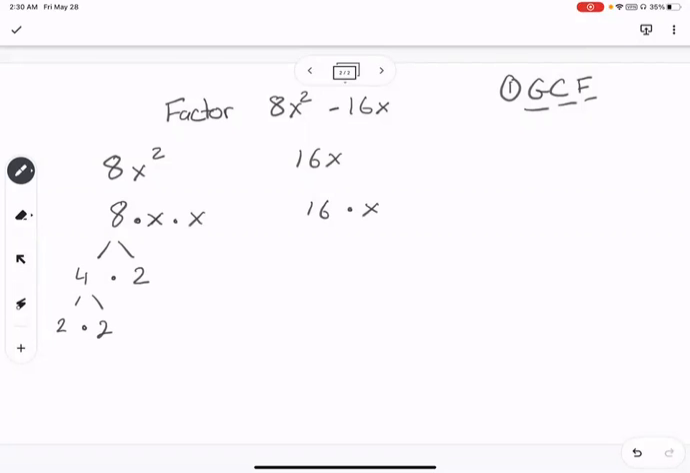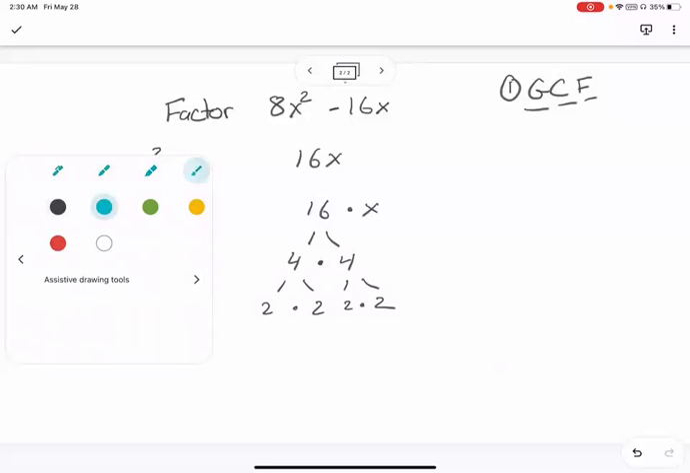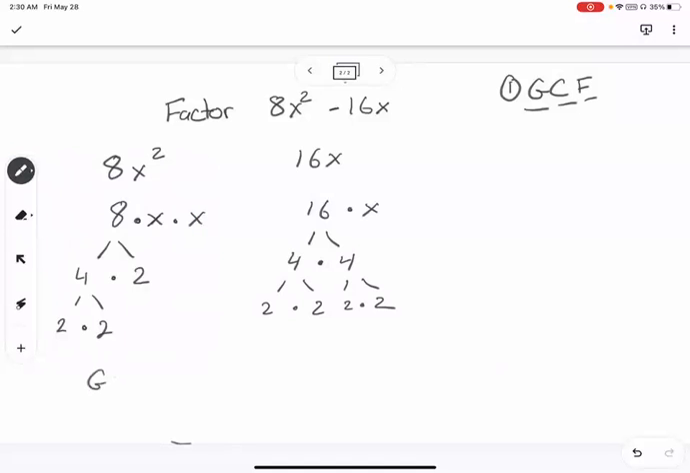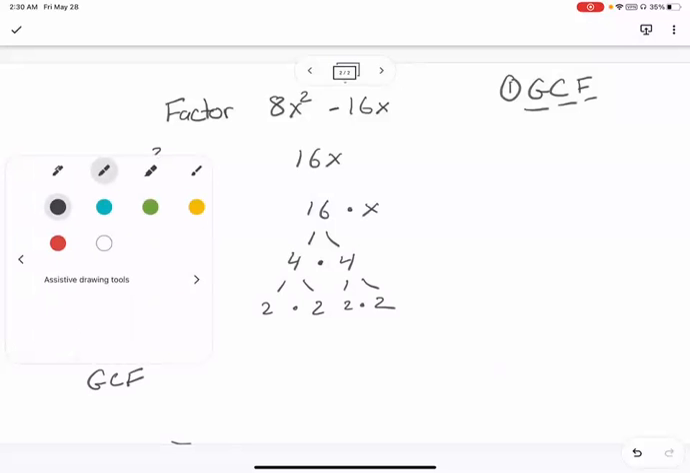I'm going to go to 16x. So what are the prime factors of 16? We have 4 times 4 is 16. And then here we have 2 times 2 is 4, and another 2 times 2. Now, we want to make sure that we match all of our prime factors so we can find our GCF, our greatest common factor.